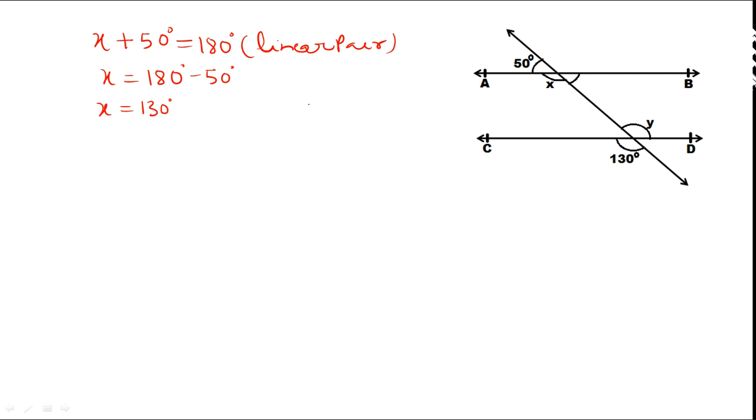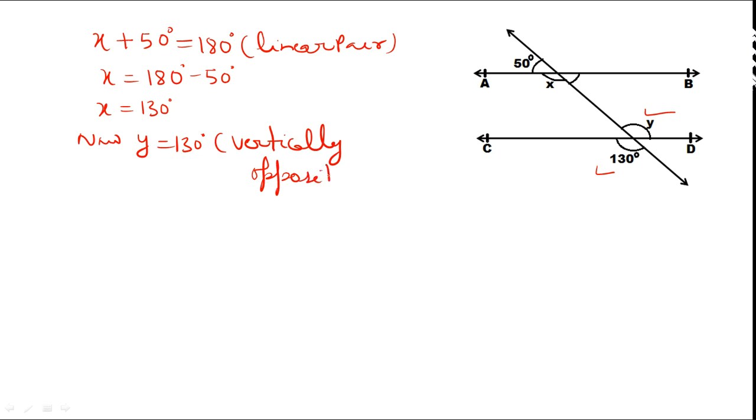Now you can see this angle in the diagram is y, and this angle is 130 degrees. So these two angles are equal. Why is it so? Because they are vertically opposite angles. So now y is equal to 130 degrees. The reason is vertically opposite angles. I am writing it here, vertically opposite angles.